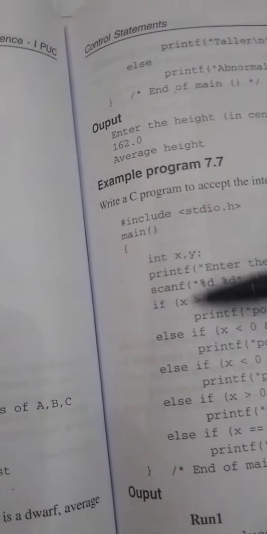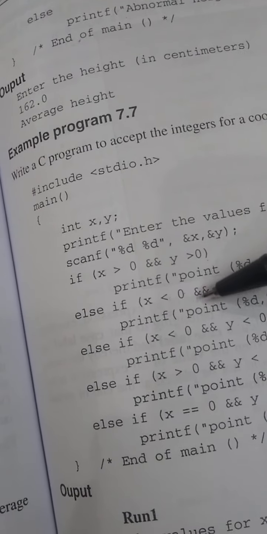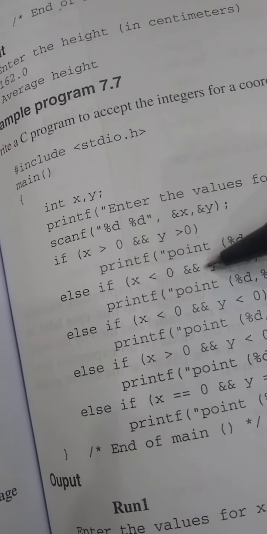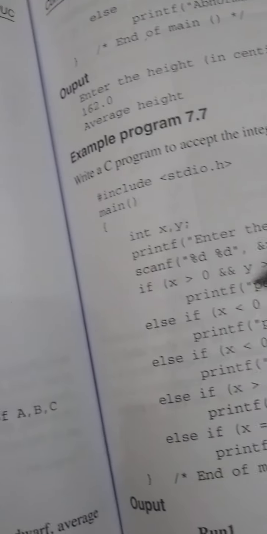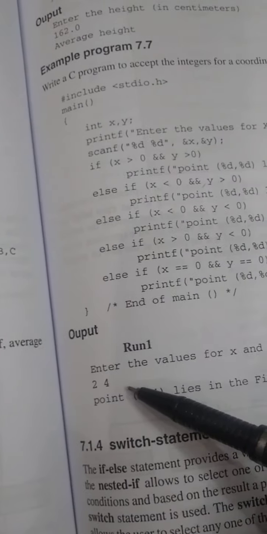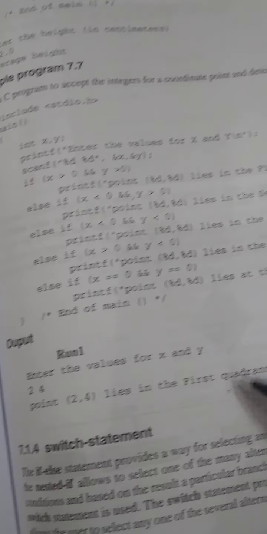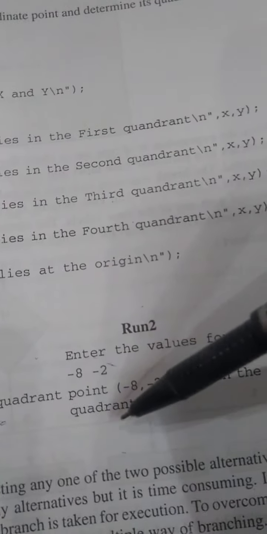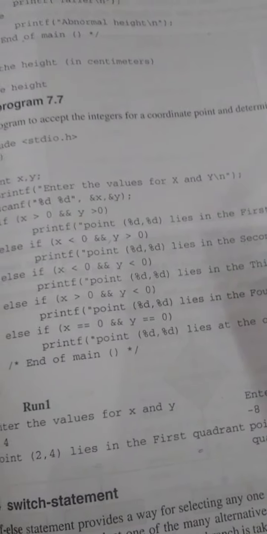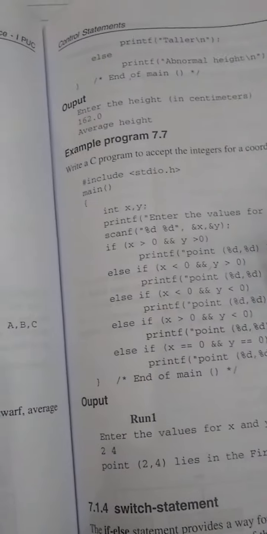See here, an else if statement is used because we are going to check two conditions. In such a case we use the AND symbol, &&, to check the two conditions. This is the result: if you enter the values of x and y as 2 and 4, then it lies in the first quadrant. If it is minus 8 and 2, then it is in the second quadrant. Likewise we can check whether the point is in the first, second, third or fourth quadrant.